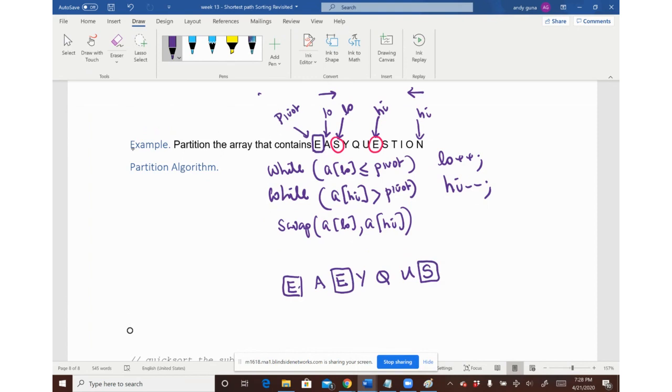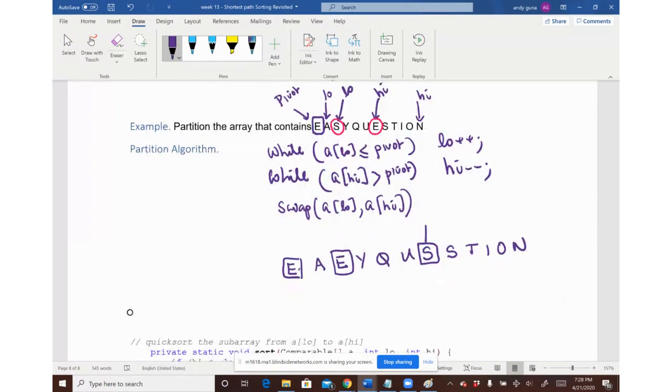And then we have S, T, I, O, N. This is how the array looks. Okay. So right now, the high is here and low is here.